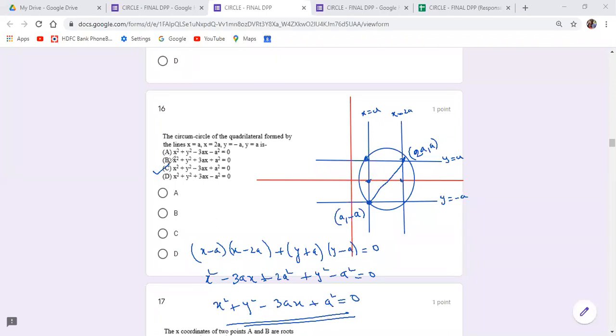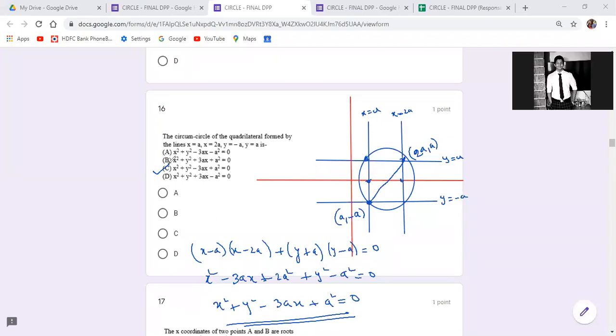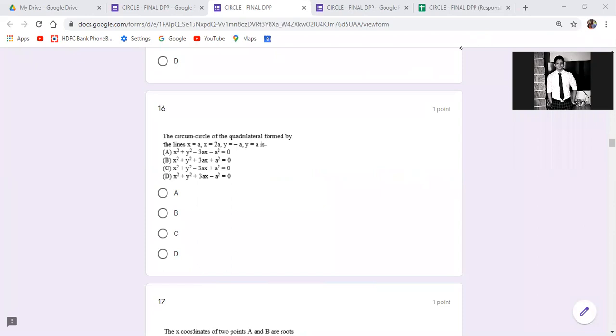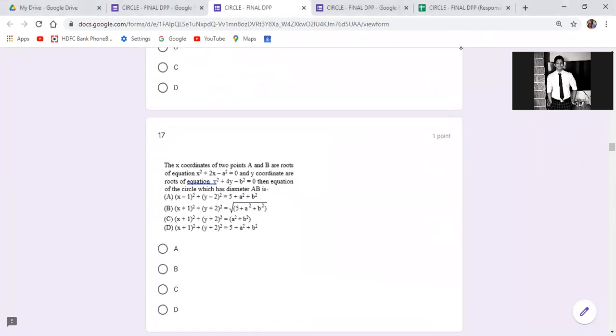Sir, in the 17th sum, if we use the method of completing the square, we will get the answer as option D, sir, not option B. And in the book, both will be the same answer, dear. No, sir, in the book it is also option D. There will be a square root.